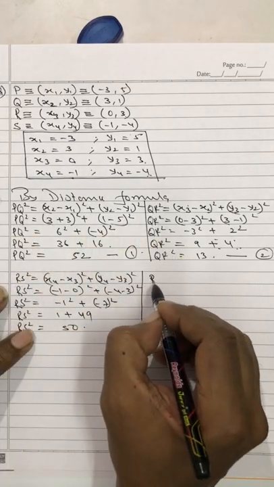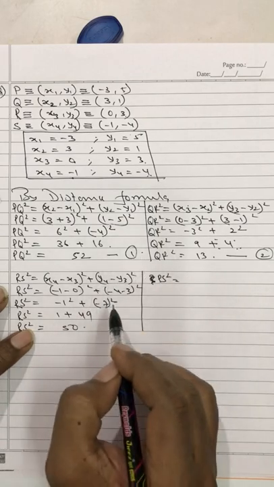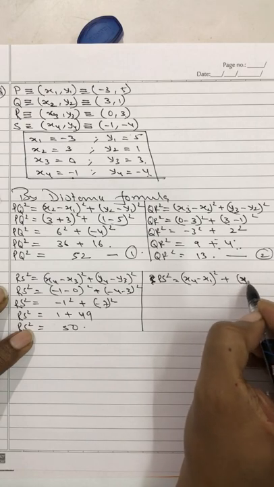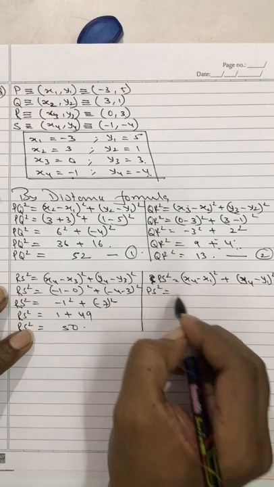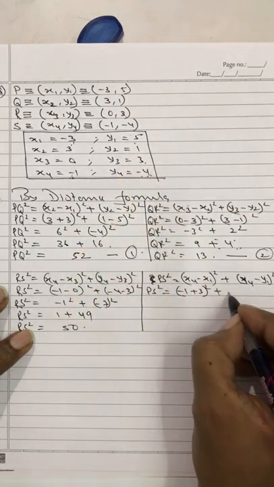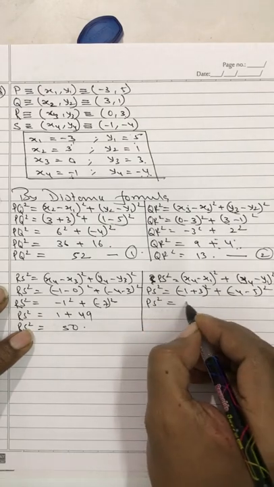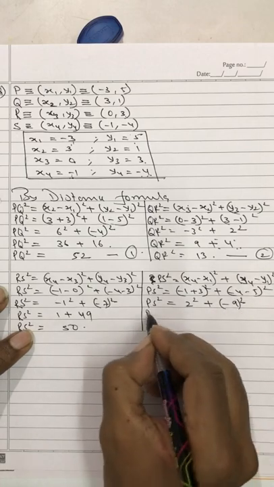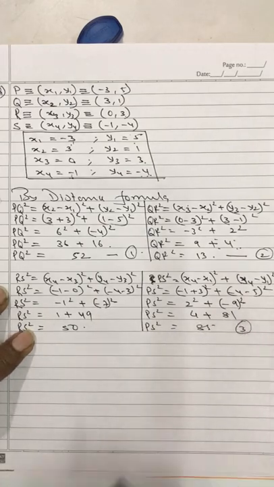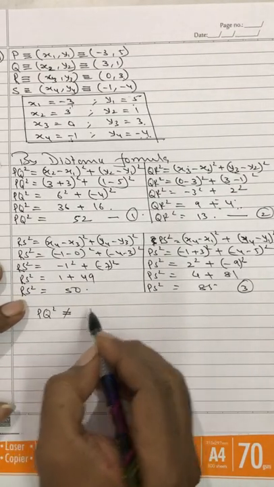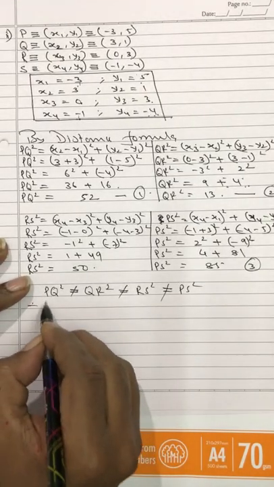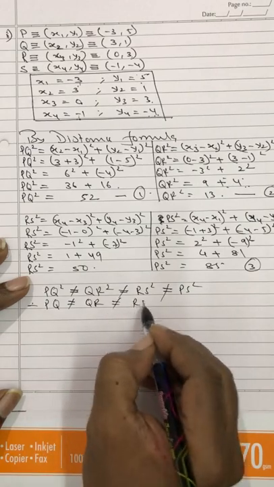PQ, QR, RS, now PS square. x4 minus x1, that is 1 minus minus 3, and y4 minus y1, minus 4 minus 5. Now you can see PQ square is not equal to QR square is not equal to RS square is not equal to PS square. Nothing is equal. Therefore, PQ will not be equal to QR, which will not be equal to RS, which will not be equal to PS.